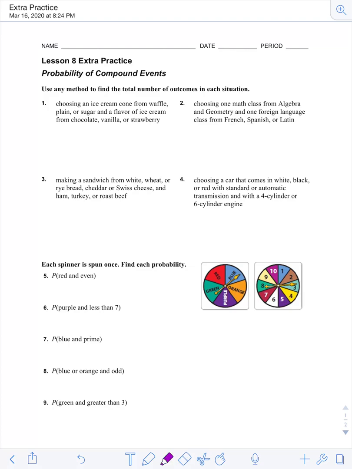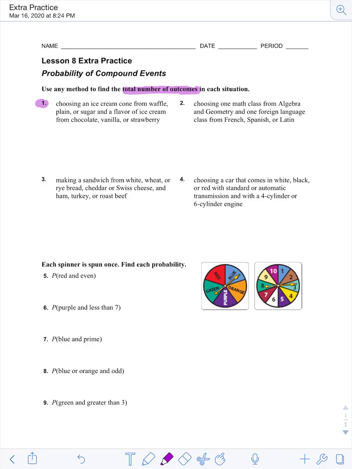On your homework, to find the total number of outcomes for any problem, you need to look at the different options that you could have. For instance, in problem number 1, it says choosing an ice cream cone from waffle, plain, or sugar, and a flavor of ice cream from chocolate, vanilla, and strawberry. It wants to know how many combinations I could have.